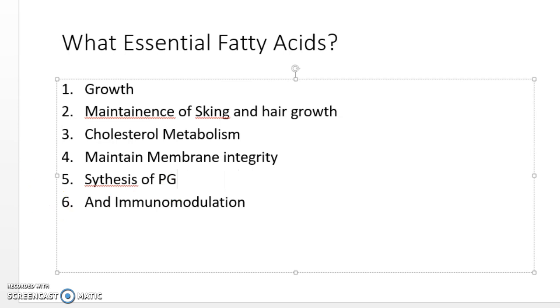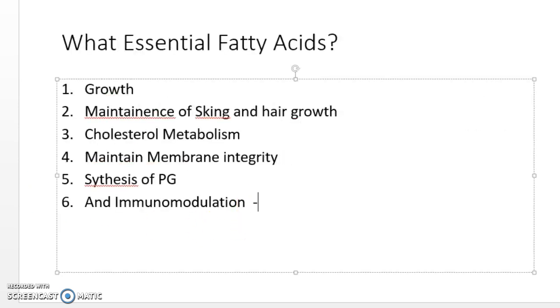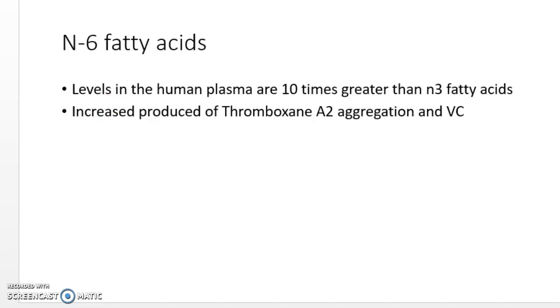And immunomodulation. Immunomodulation means anything that can modulate an immune response. So I'm guessing over here, I'm not 100% sure, it could be chemotaxins or opsonins, which can change the immune reaction in a sense. Now, what are the two types of essential fatty acids? N3 and N6.